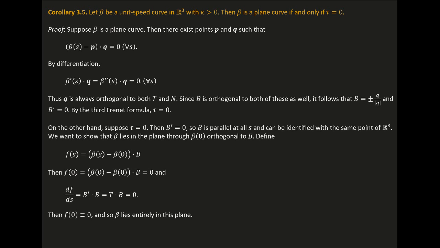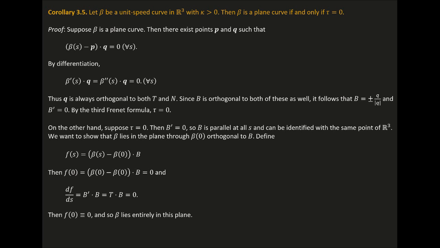identified with a point in R3 using a natural isomorphism between the tangent space in R3 at a point and R3 itself. We want to show that beta lies in a plane through the point beta of 0 and is orthogonal to B. So we'll define the function f of s, which is equal to beta of s minus beta of 0, dotted with B. Clearly, f of 0 is equal to 0.